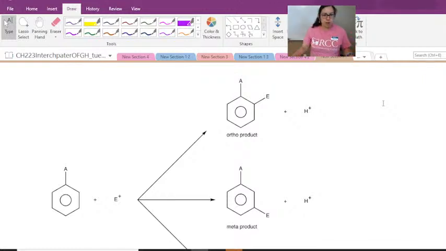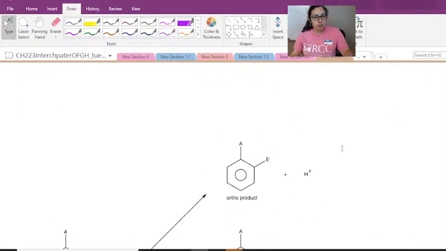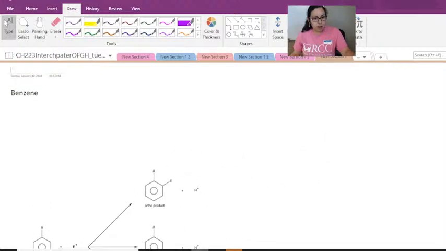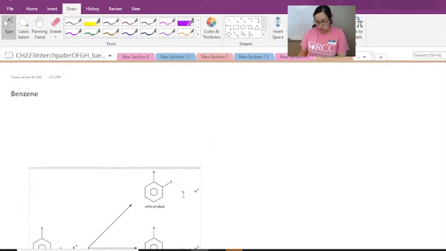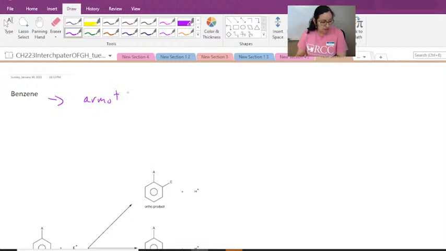So the last bit of reactions to look at. Benzene doesn't really do too much, but you can force it. Let's just define what an aromatic is. So aromatic compounds, if I could spell. Redo that. Aromatic.